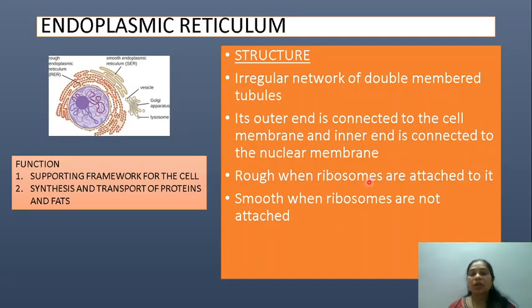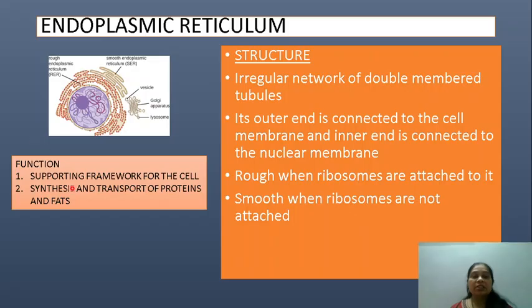Okay, so rough when ribosomes are attached to it, smooth when ribosomes are not attached to it. Now what is the work of the ribosomes? They synthesize proteins, they produce proteins in the cell. Now, what is the function of the endoplasmic reticulum? As you can see, it forms a supporting framework for the cell. It is like the skeleton, which is the supporting framework of our body. In the same way, the endoplasmic reticulum becomes the supporting framework of the cell. It is holding the cell in its structure.